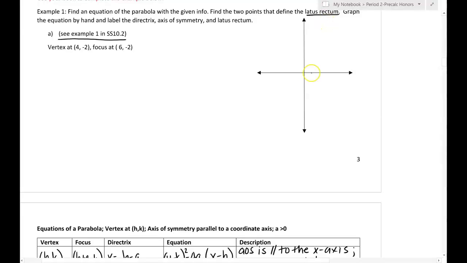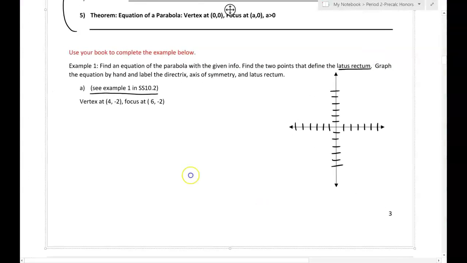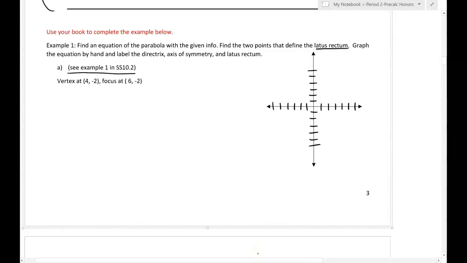So let's go make some tick marks over here. 1, 2, 3, 4, 5, 6. 1, 2, 3, 4, 5, 6. All right, I'm gonna get a different color pen since I already used that black one for tick marks. Okay, let's plot the vertex first. Vertex is 4, -2. So 1, 2, 3, 4, -2. So here's the vertex.